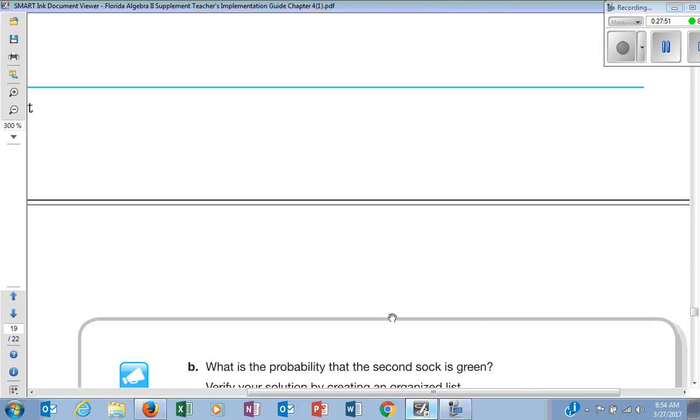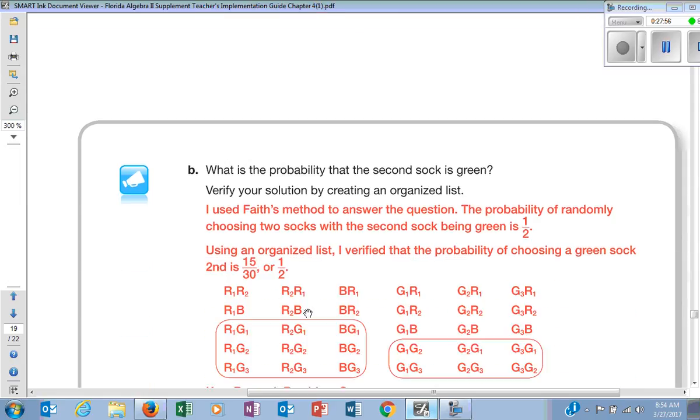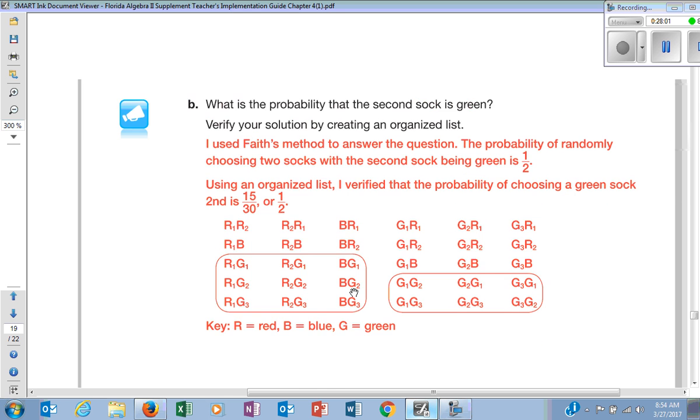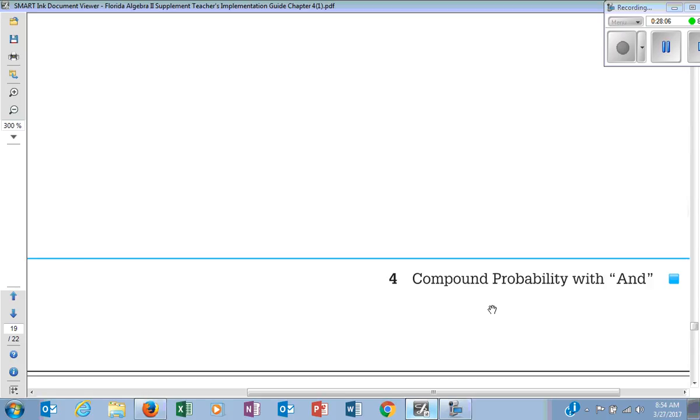Okay? Now do the probability that the second is green. You get a half. And so you could do that same thing that we did with those. I hope that makes sense to you. That's it.